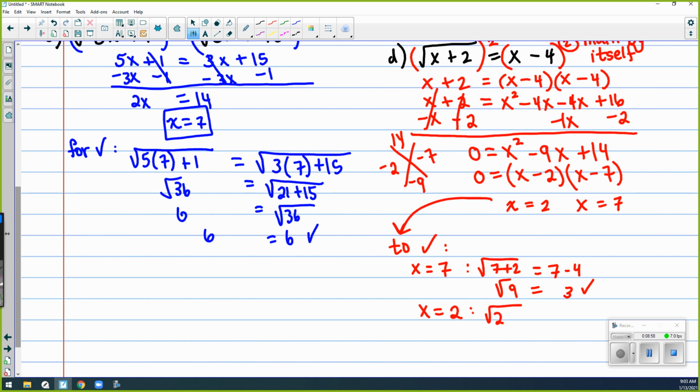So the square root of 2 plus 2, is that equal to 2 minus 4? 2 plus 2 is the square root of 4, which is 2. Now 2 minus 4 would be negative 2. Does 2 equal negative 2? Not today. So x equals 2 is extraneous. And then my only answer would be x equals 7.